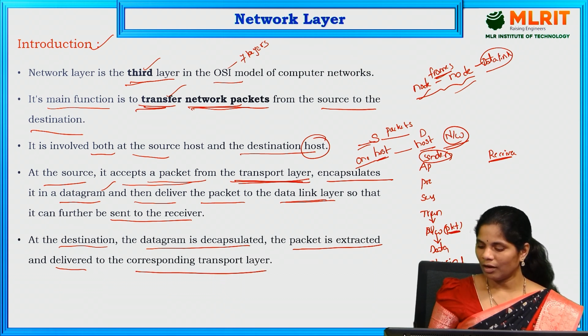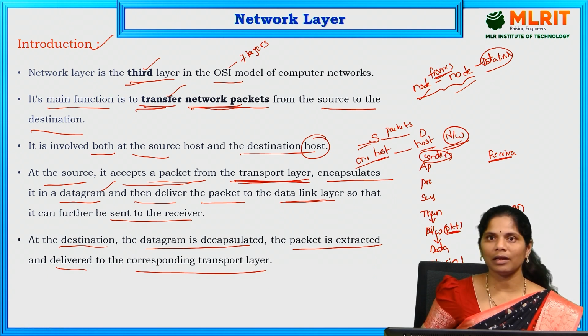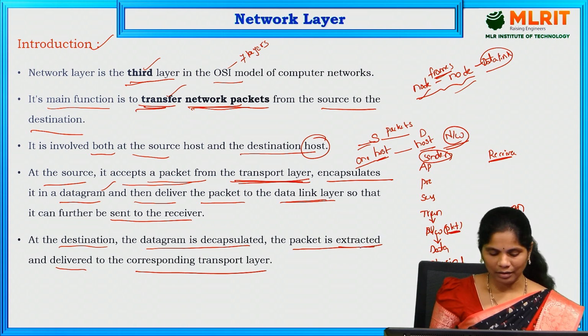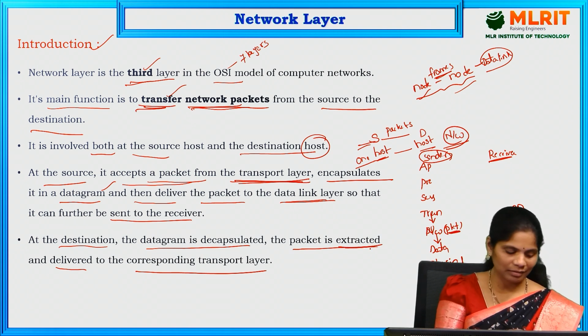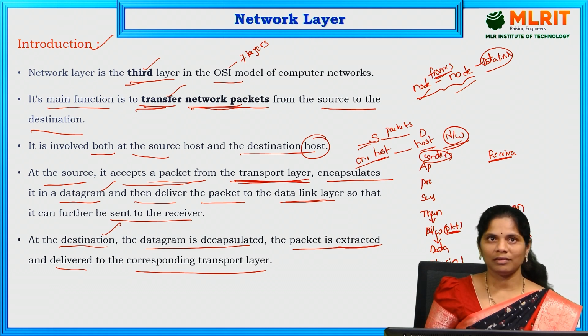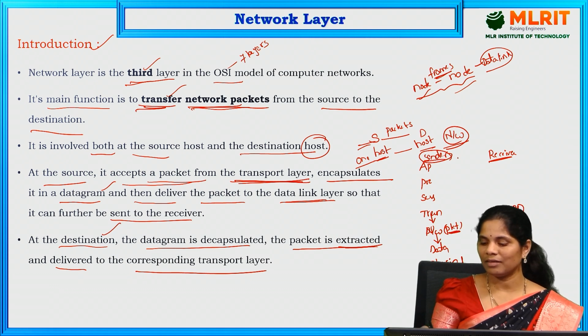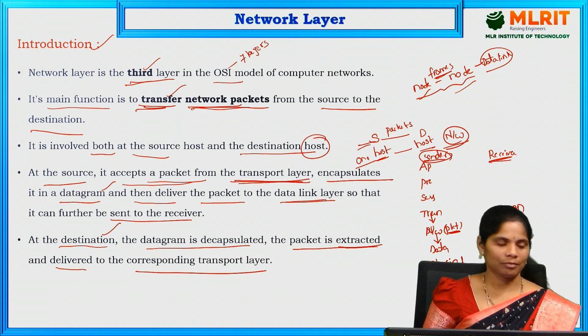Whatever we are receiving, here also the network layer, transport layer, and data link layer are there. Whatever data we receive from the data link layer in the form of packets, in the network layer, that can be delivered to the transport layer. That is extracted; we have to decapsulate. That is the destination side, the destination host. This is the process of sending and receiving packets in the network layer.